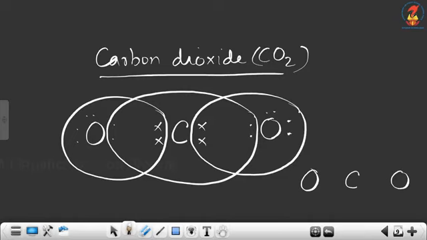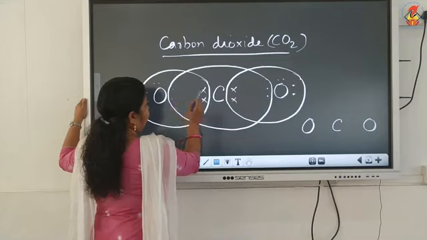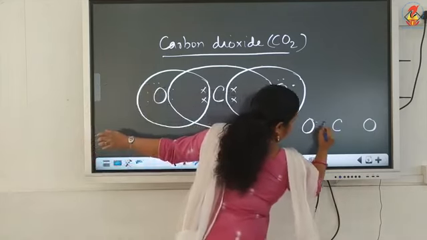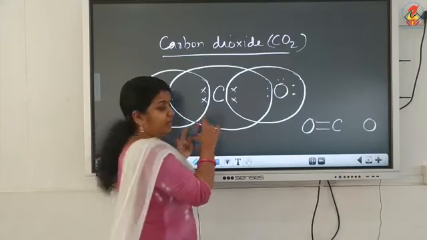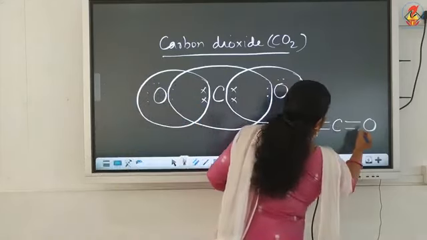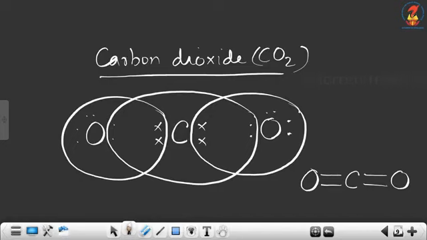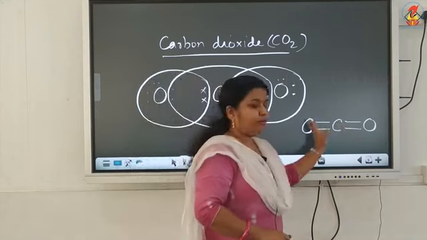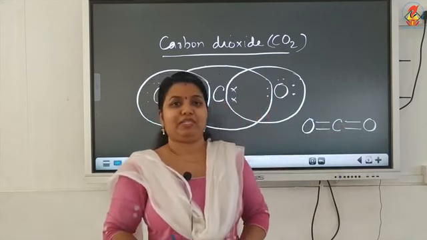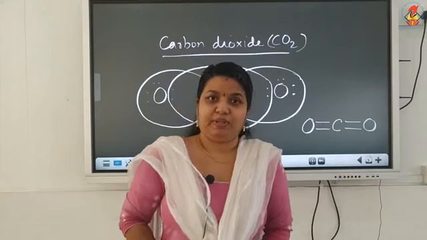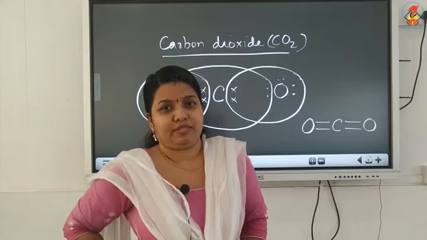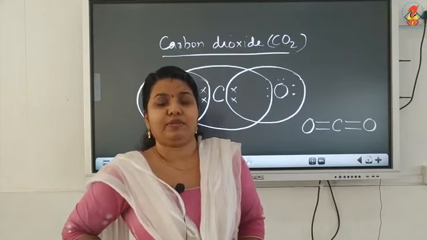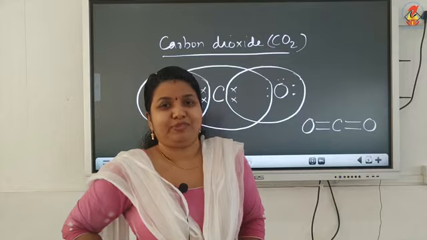Now the nature of the bonds. Between oxygen and carbon, 2 electron pairs are shared. So we write a double bond here. It is not a single bond. 2 electron pairs, 4 electrons are shared. So double bond. Here also 2 electron pairs are shared, so it is a double bond. So this is how the carbon dioxide molecule exists. On either side of carbon there is a double bond. Okay, I hope you understood how single bond, double bond and triple bond are formed in molecules of elements or molecules of compounds. That's all for today. Thank you children.